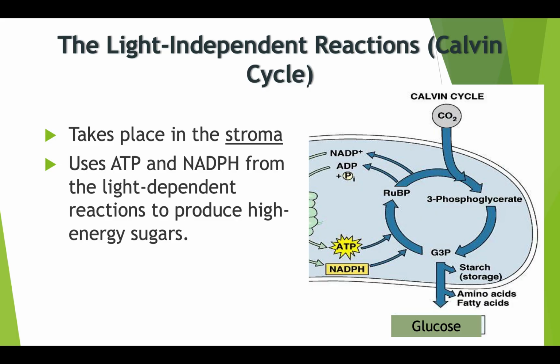All right, so now we're going to move into the light independent reaction, also known as the Calvin cycle. This takes place in the stroma. Your stroma, again, is kind of like your cytoplasm for the cell, but inside of your chloroplast itself. So your light independent reaction uses ATP and NADPH from the light dependent reaction to produce high energy sugars.